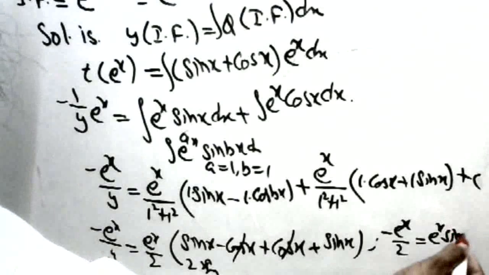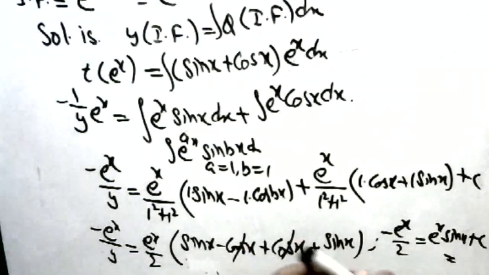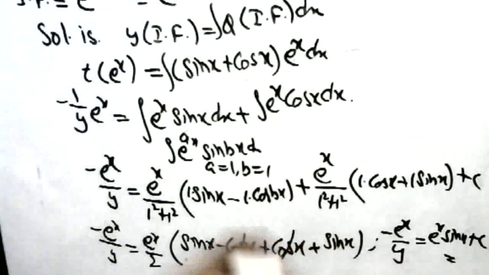What is left here? E power x sin x plus c, minus e power x by 2 equals to sin x plus sin x is 2 sin x. The 2 and 2 will get cancelled. What is left? E power x sin x plus c. Sorry, we are having y here, not 2. So I'm writing over here y. So e power x by y equals to e power x into sin x plus c.